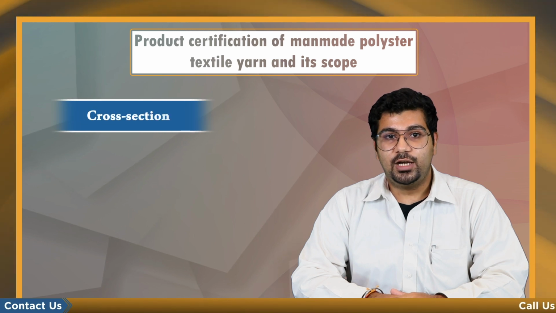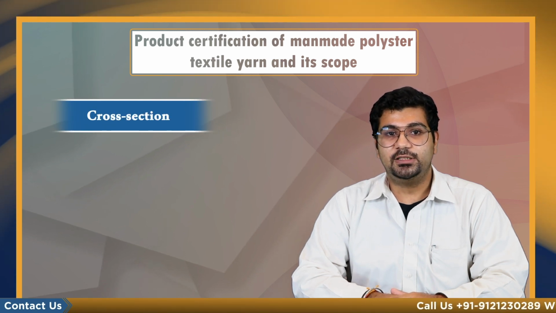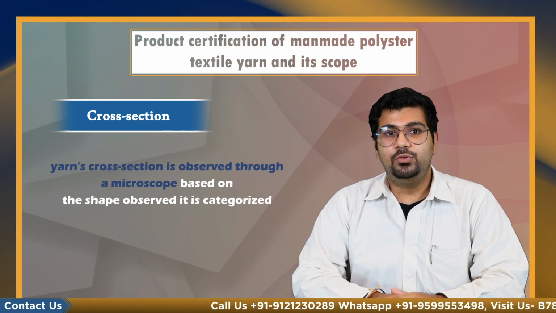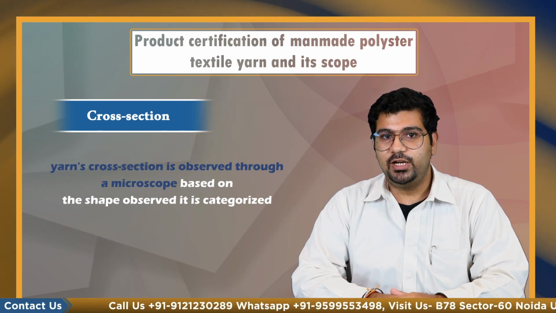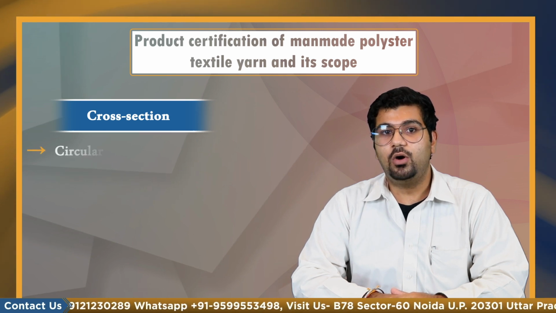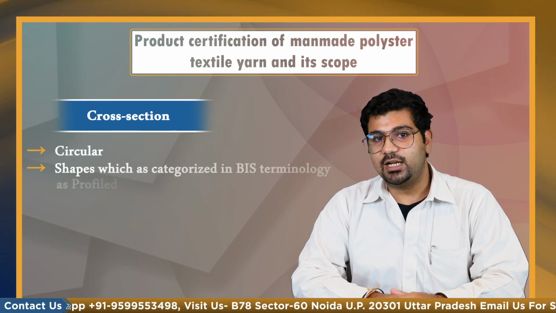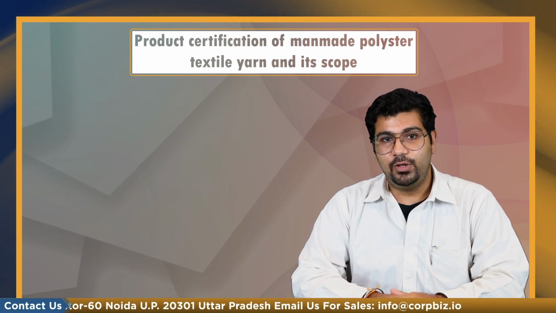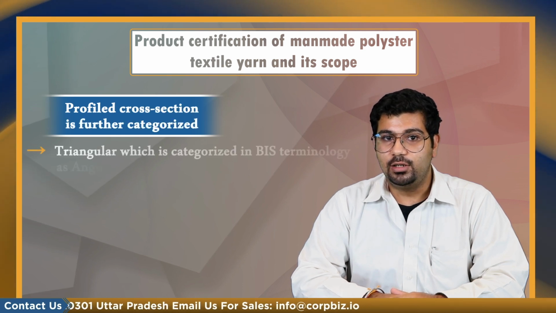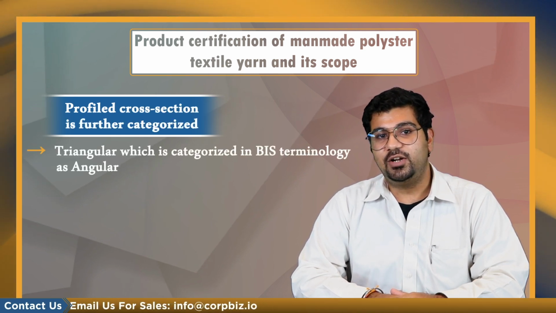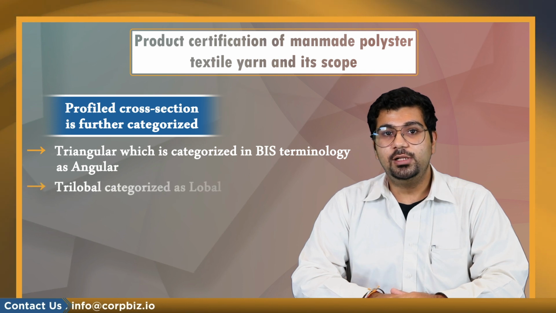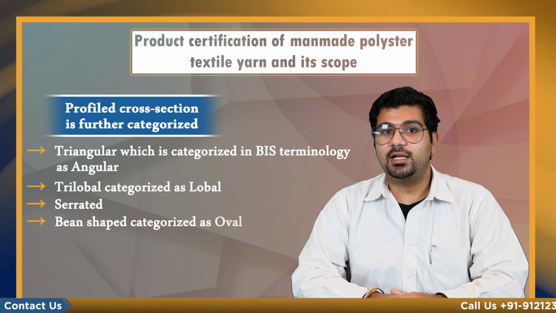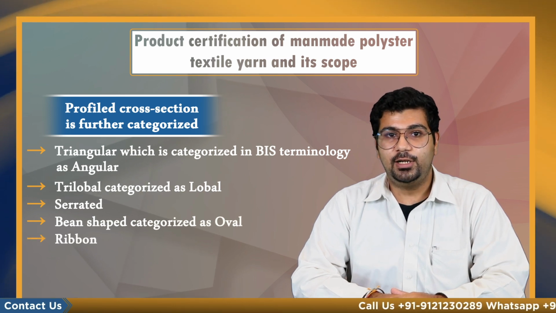Further classification of yarn itself is done on the basis of cross-section shape. When the yarn cross-section is observed through a microscope, based on the shape observed, it is categorized either as circular or other shapes, which are categorized in BIS terminology as profiled. Now profile cross-section is further categorized as triangular, which BIS terminology refers to as angular, trilobal categorized as lobal, serrated, bean-shaped categorized as oval, and lastly ribbon-like.